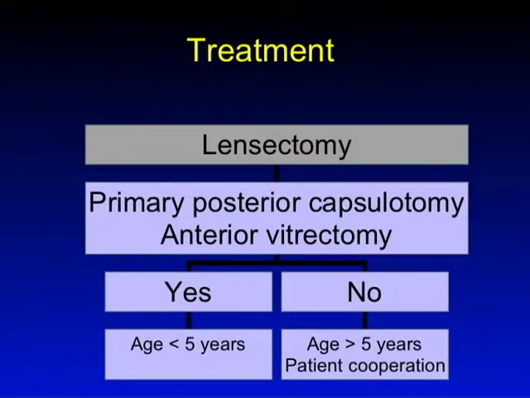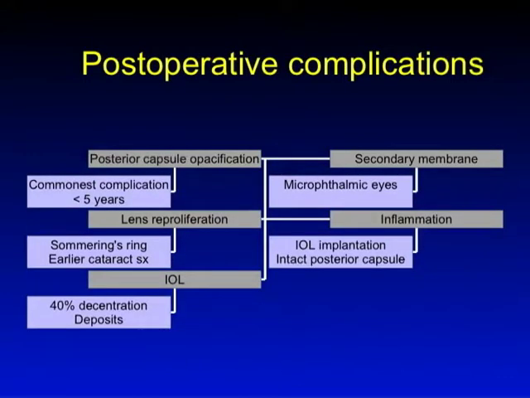What is the treatment of choice? The treatment of pediatric cataracts is basically this: lensectomy with primary posterior capsulotomy, because the posterior capsule becomes opaque in all patients under the age of 5 years. So we do capsulotomy because it's very difficult to sit these patients on the slit lamp to do a YAG laser capsulotomy. What do we do to treat these patients postoperatively?